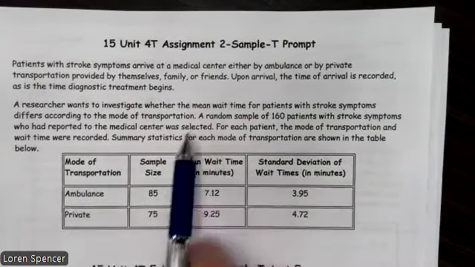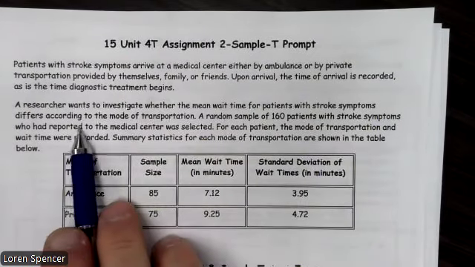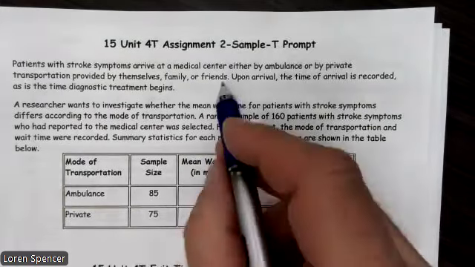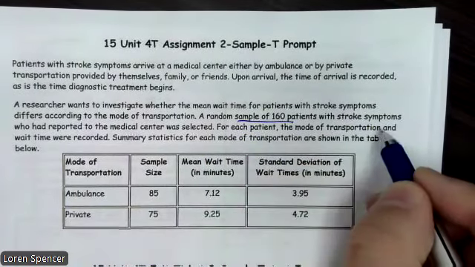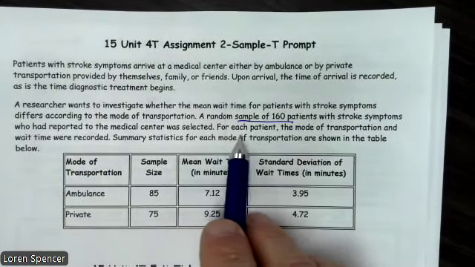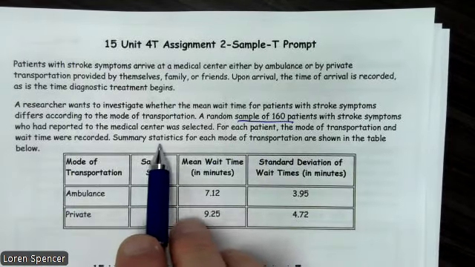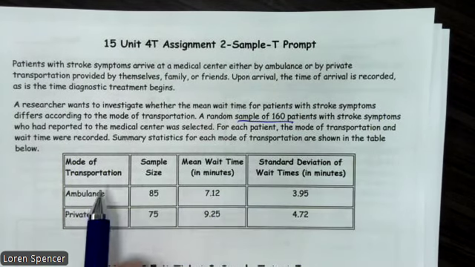A researcher wants to investigate whether the mean wait time for patients with stroke symptoms differs according to the mode of transportation. A random sample of 160 patients with stroke symptoms who had reported to the medical center was selected. For each patient, the mode of transportation and the wait times were recorded. Summary statistics for each mode of transportation are shown in the table below.